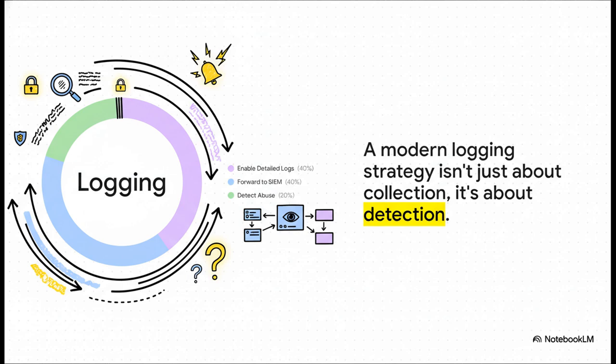So how do our guards on the tower actually see anything? Well, their eyes and ears are the logs. But as this chart shows, a modern logging strategy isn't just about collecting data. It's a whole cycle. You turn on detailed logs, you send them all to a central security system, and then, this is the crucial part, you use that system to actively hunt for patterns of abuse. It's all about turning all that noise into real, actionable intelligence.